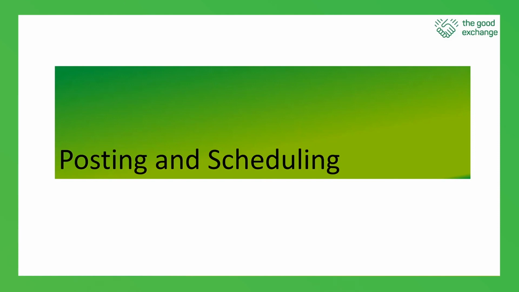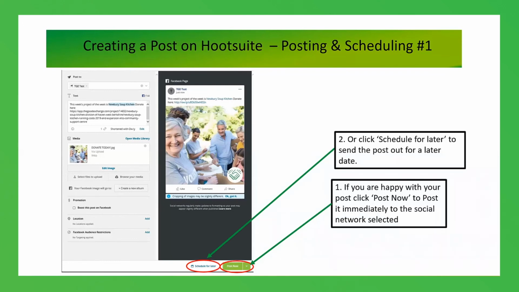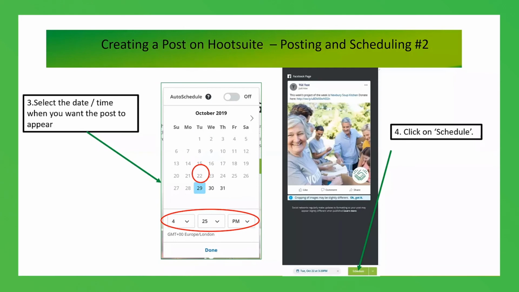Thanks, Marina. Okay, if you're happy with the post that you've just created, you can post now, which will immediately send this to the social network that you've selected. Or what we largely do is we'll schedule it for later. If you schedule it for later, you can select the date and time that you want your post to appear, and then you click schedule. This will send this out on the 22nd at 4:25 p.m.